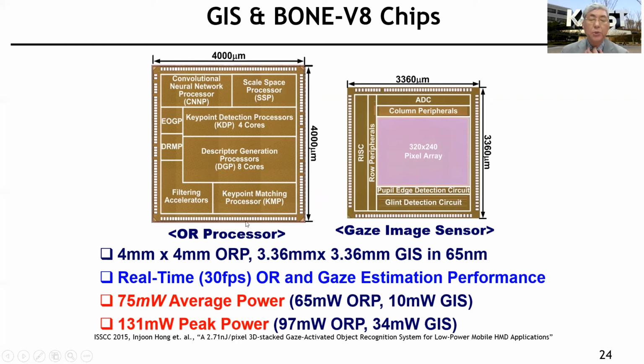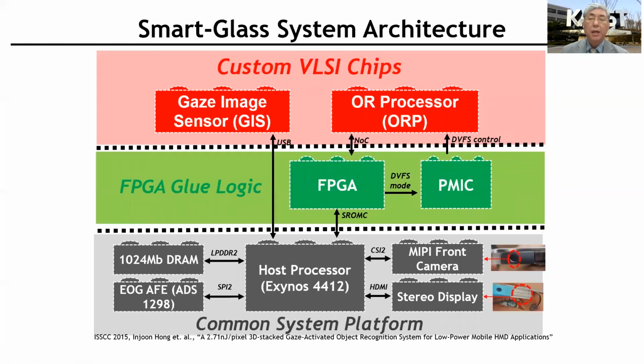But in order to reduce the power consumption, because it is a mouse, we have to reduce the power consumption. So we reduced the object recognition processor power down to 65 milliwatt, and the gaze image sensor power is less than 10 milliwatt. We developed this system.